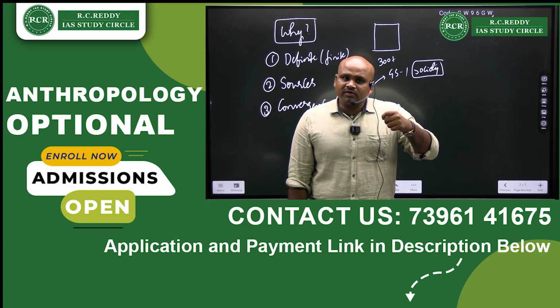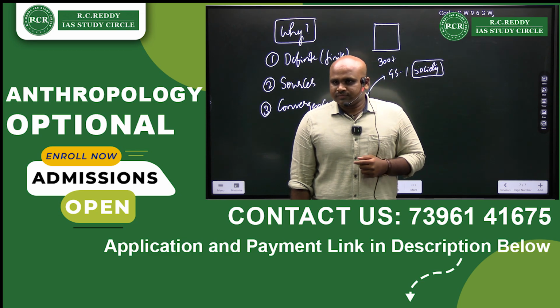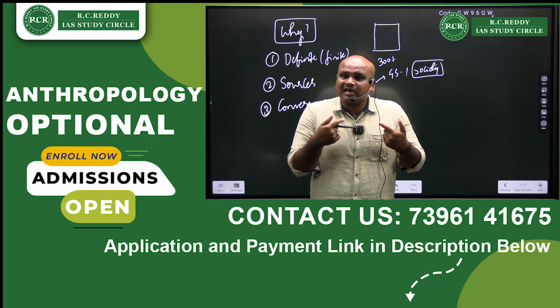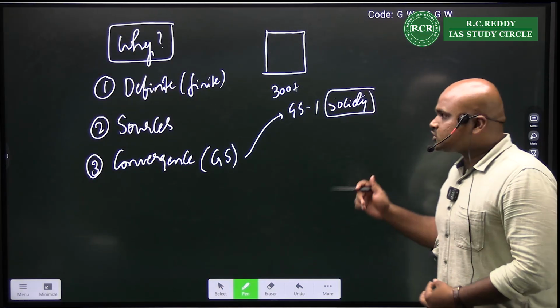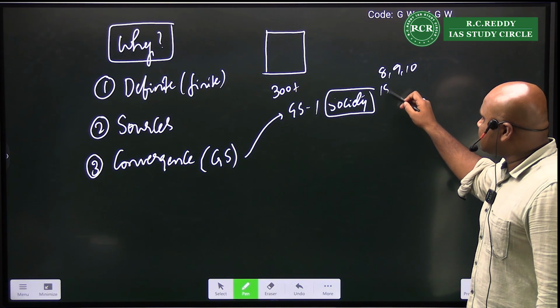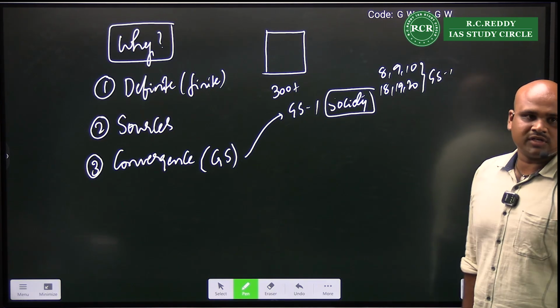Now this dimension we will study as part of marriages chapter in Anthropology. So that means what is happening? It gives me a better perspective of writing an answer in society. And society, what is the weightage of society in GS1? I see that question number 8, question number 9, question number 10, question number 18, question number 19, question number 20 of GS1 is from society.